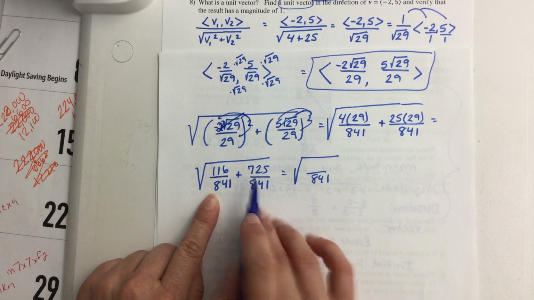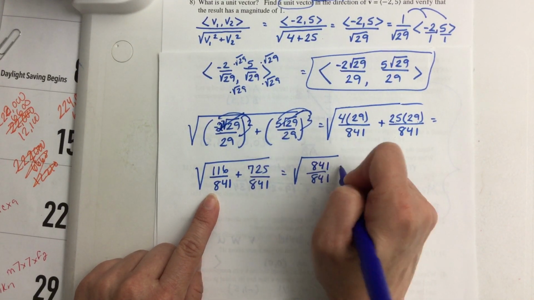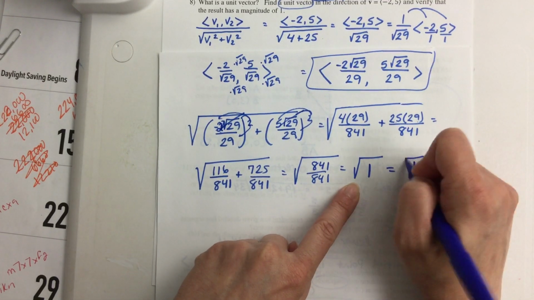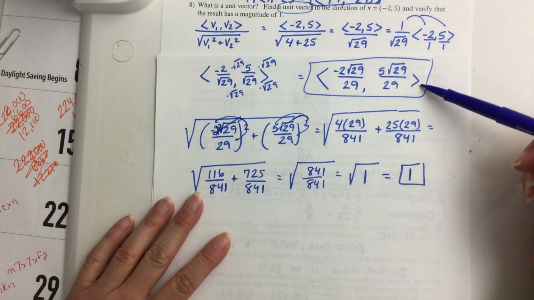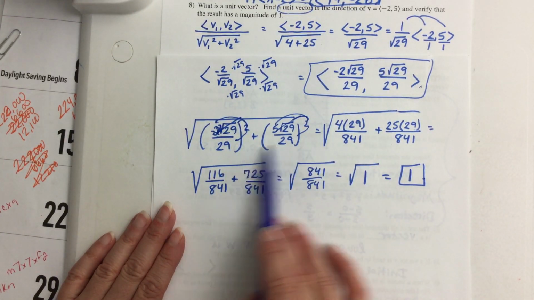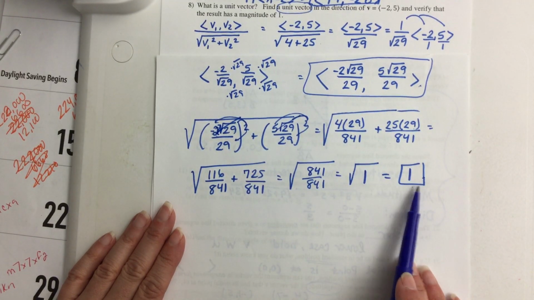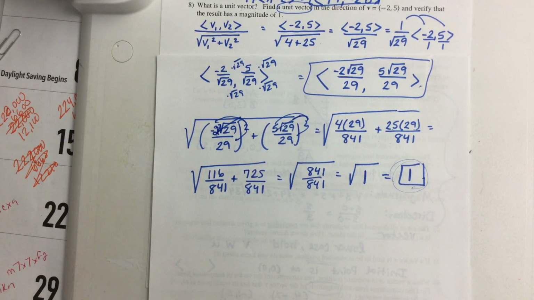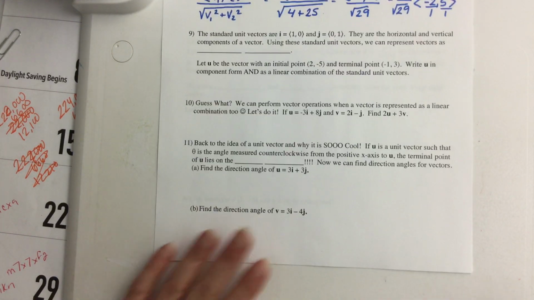116 plus 725, you guys, that's 841. And 841 over 841 is 1, and the square root of 1 is 1. So this is my unit vector. We proved that by finding the magnitude, and the magnitude did equal 1, which is what the definition of a unit vector is. Awesome. Moving on.